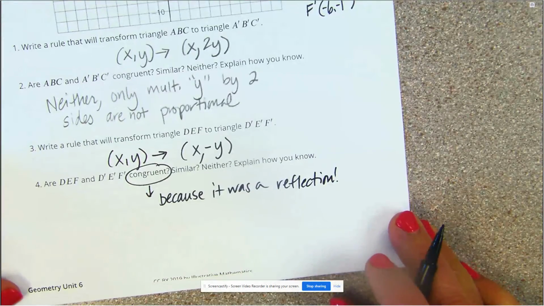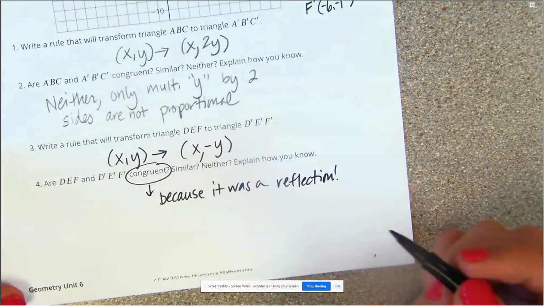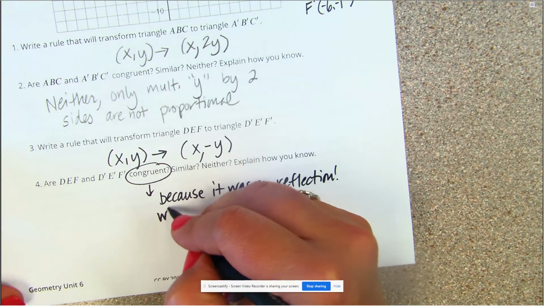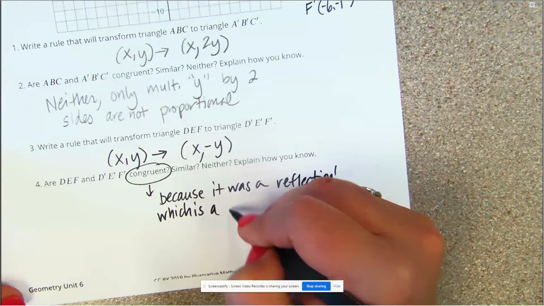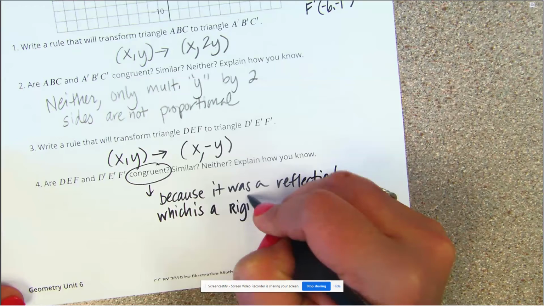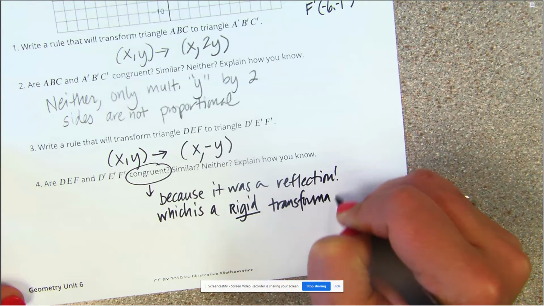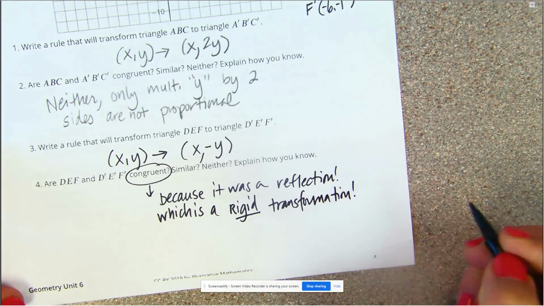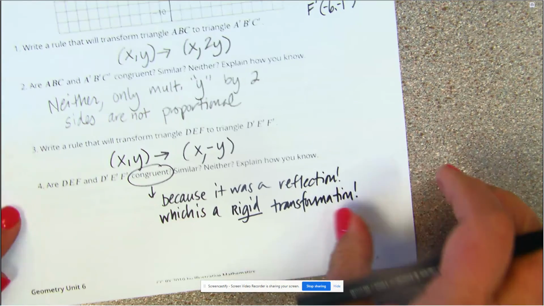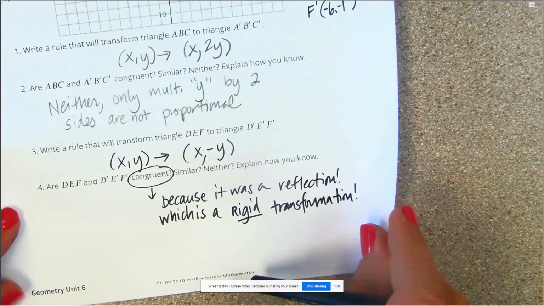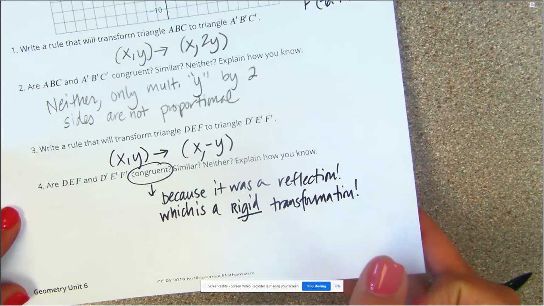So I'm saying it's congruent because it was a reflection, which is a rigid transformation. The word rigid means it maintains everything. It stays the same. Okay, let's just wrap up now with the lesson summary.